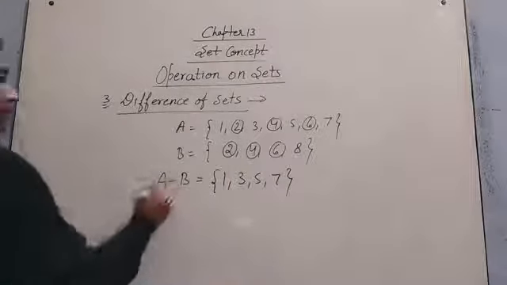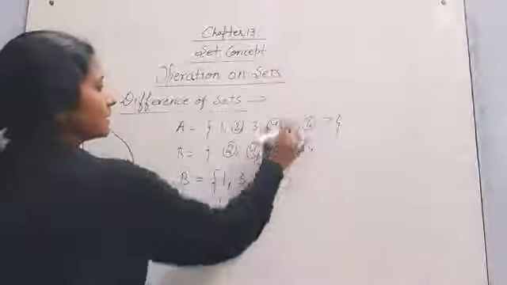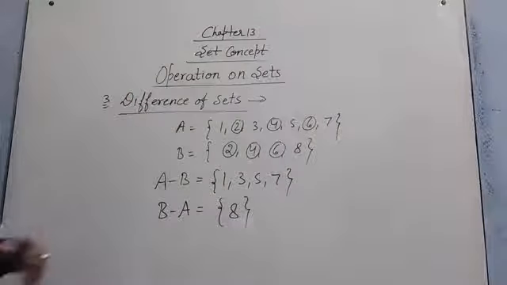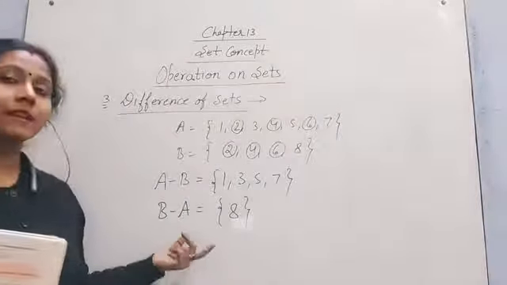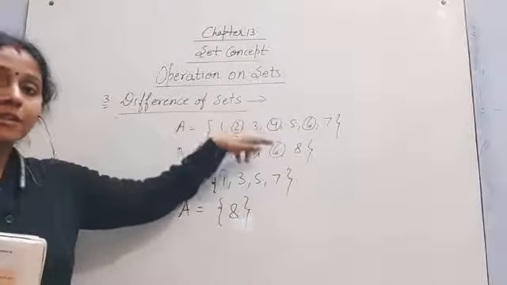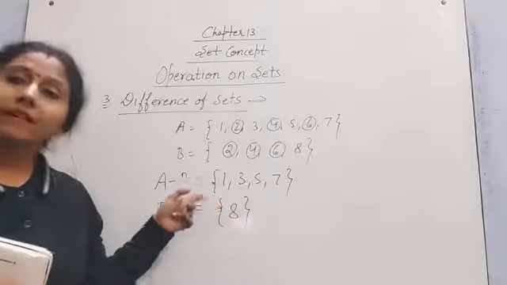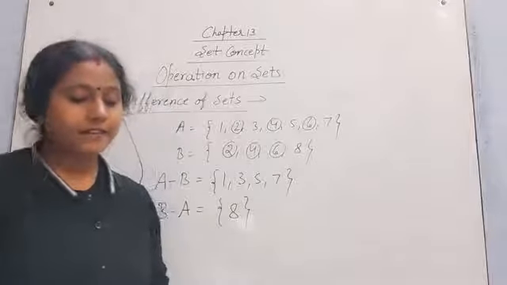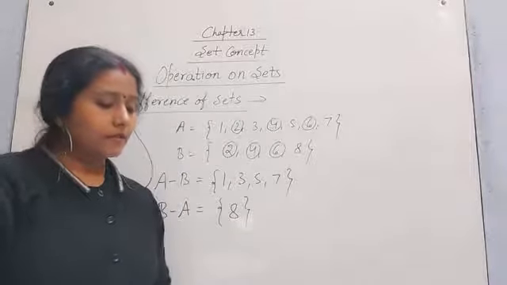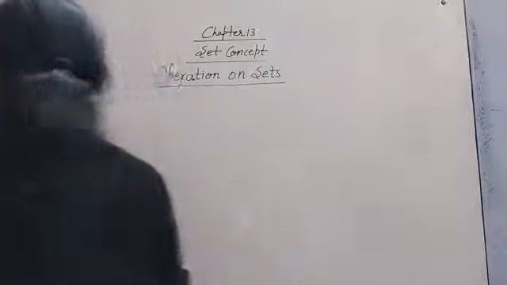Similarly, for B minus A, 2 is there, 4 is there, 6 is there, but 8 is not there. So we write 8. B minus A is those elements of B which are not present in A. And A minus B is those elements of set A which are not present in set B. Understood, students? So these were the operations on sets. Now, some cardinal properties are there that I also want to tell. Cardinal properties which you can use in exercises. These are very important.